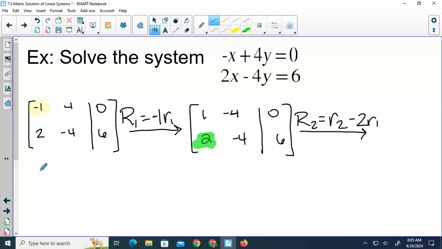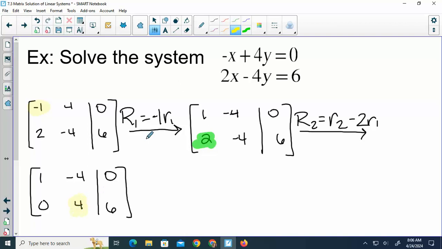anything else. So, if we do this, first row doesn't change. Second one, so 2 minus 2 times 1, so 2 minus 2 is 0. Negative 4 minus 2 times negative 4, so negative 4 plus 8, positive 4. 6 minus 2 times 0, so 6 minus 0 is 6. So column 1 is done. Now we need column 2. First thing is to get a 1 in column 2, so it has to be row 2, column 2.